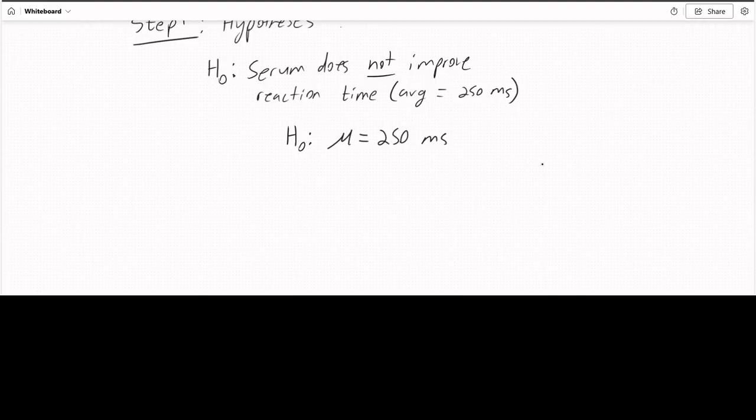Okay. Now, as we know, this is our default. We want to assume that nothing's happening as a general philosophy, and then find enough evidence to convince us out of that. And so our alternative hypothesis, H1, and you'll sometimes see HA for alternative, but I like H1 because it's like this binary of off until we can convince ourselves to be on. But H1, alternative hypothesis, is that the serum does improve reaction time.